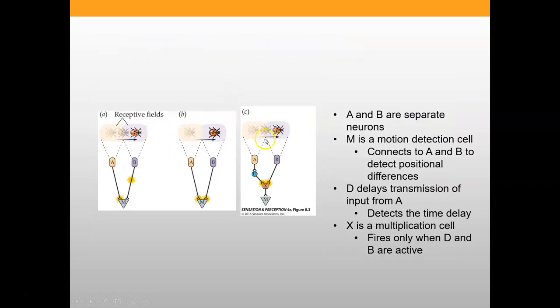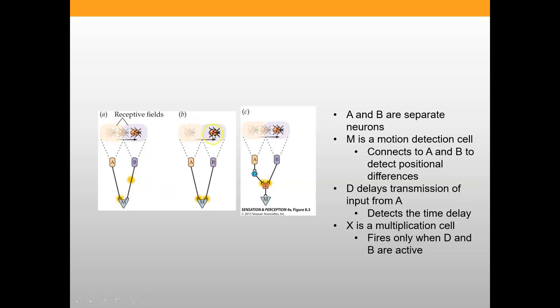So to give you an example of what we mean here, A and B are separate neurons with their own receptive fields. M is basically functioning as our hypothetical motion detection cell, and it has to be able to connect to A and B to be able to detect changes in position. Now, as I mentioned, here's a case where we have smooth motion. So you can see that there's a time delay there.